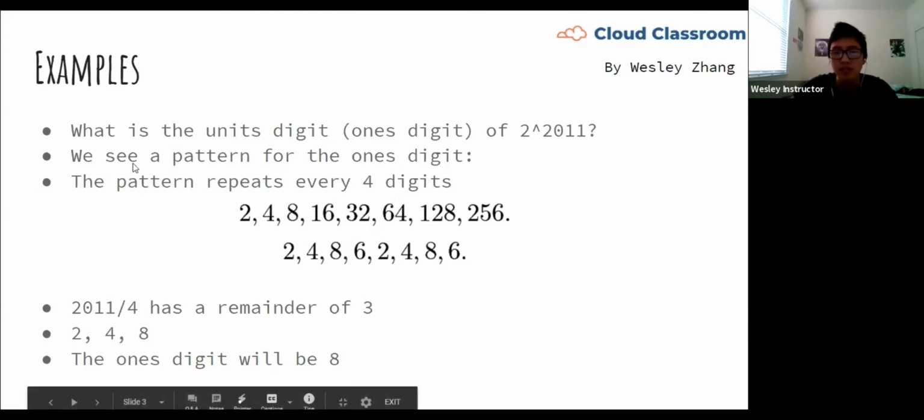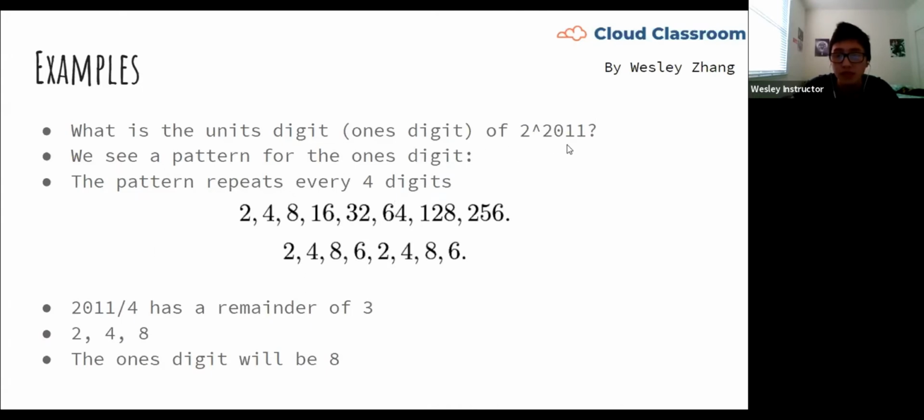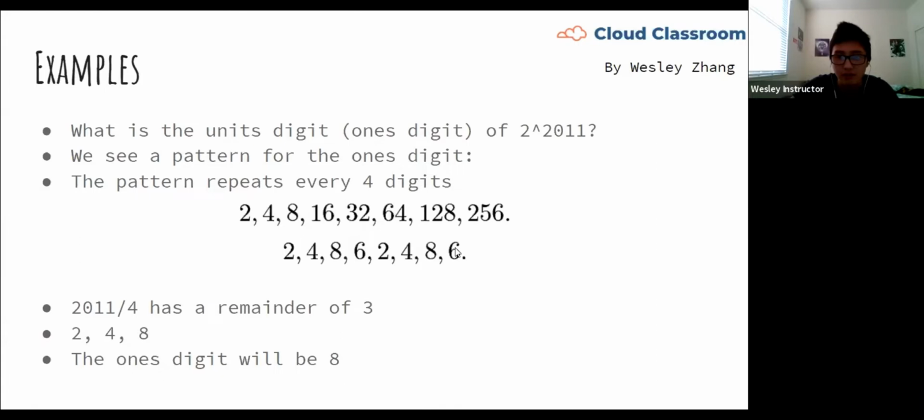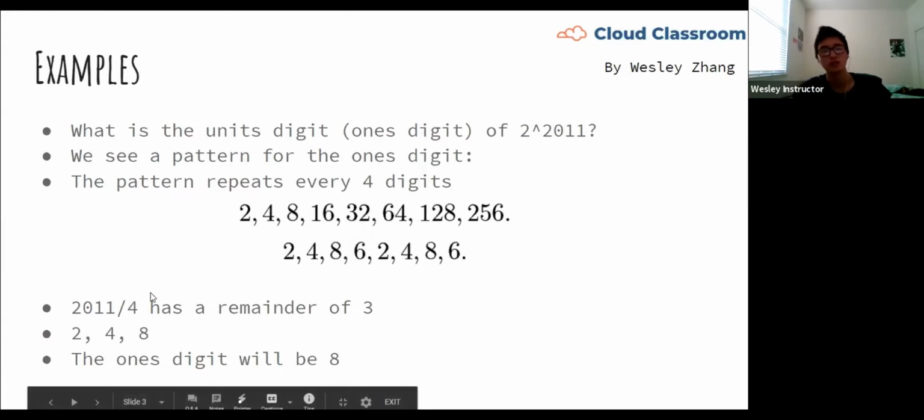So we use the same method as we did the last time. So there are 2011 numbers, and it repeats every 4 digits. So 2011 divided by 4 has a remainder of 3. Notice here I didn't put the quotient. That doesn't matter. We don't care about that, and we just care about the remainder. So remainder 1 is 2, remainder 2 is 4, and remainder 3 is 8. So the ones digit will be 8 in this number.